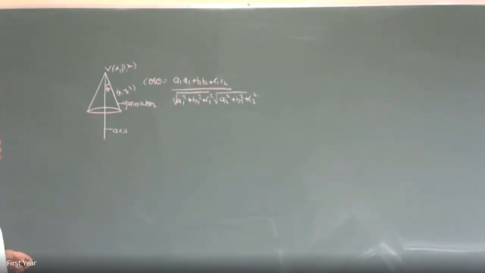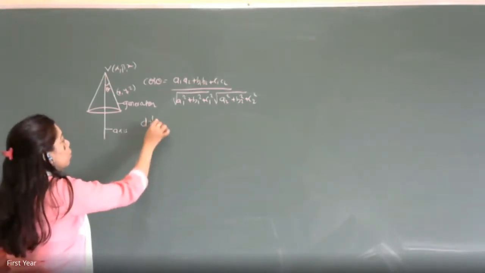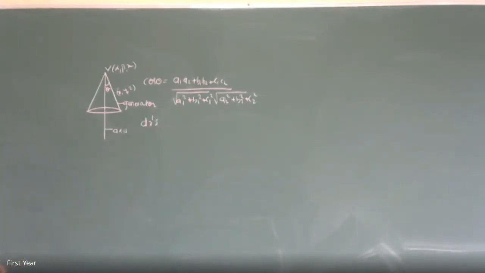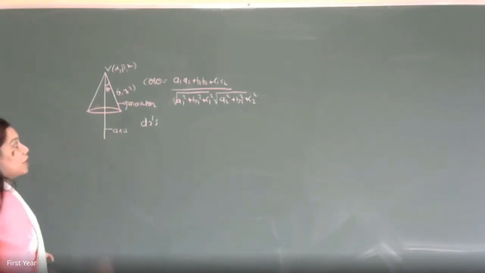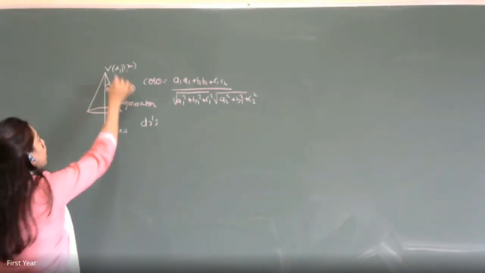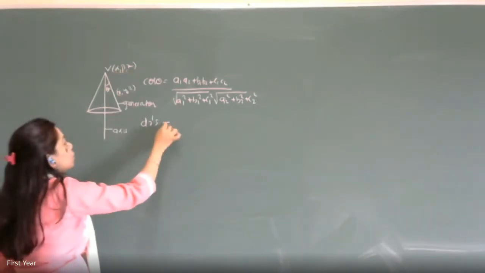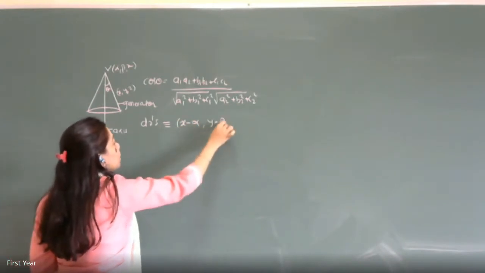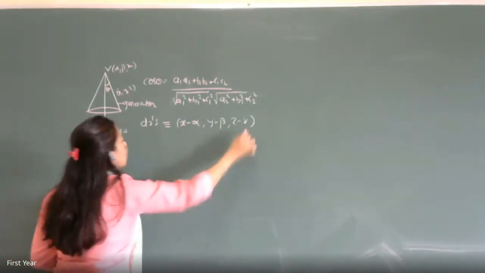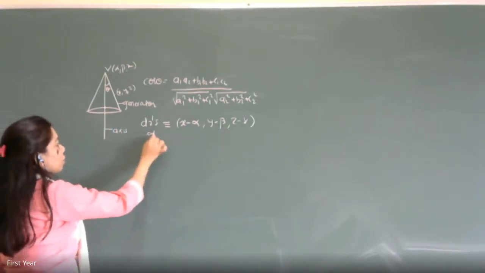And then using this formula, we should know what the direction ratios of the two lines are. A1, B1, C1 and A2, B2, C2 are nothing but the direction ratios of the two lines which have angle theta between them. So these are the two lines. Generator is one line and axis is the second line. So what are the direction ratios of the generator? We know that if I have two points on any line, then the direction ratios are the subtraction of the points. So x minus alpha, y minus beta, z minus gamma are the direction ratios of the generator.